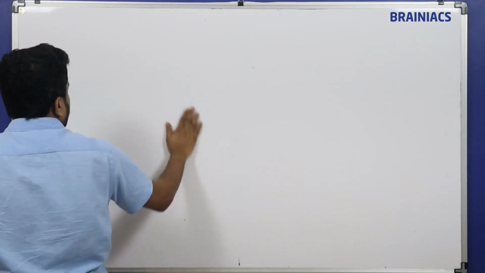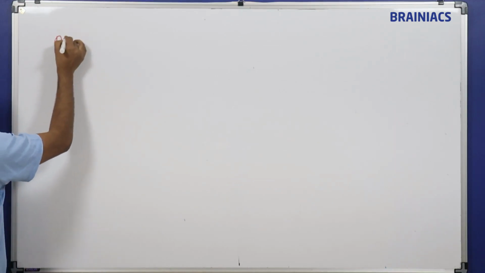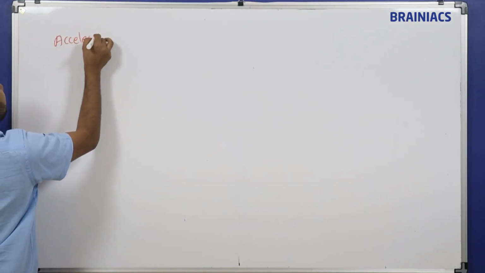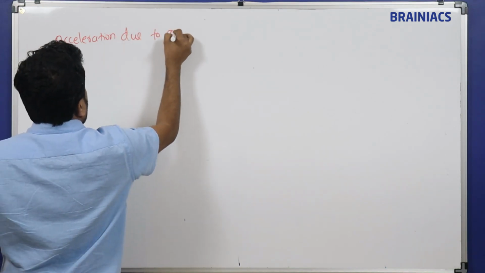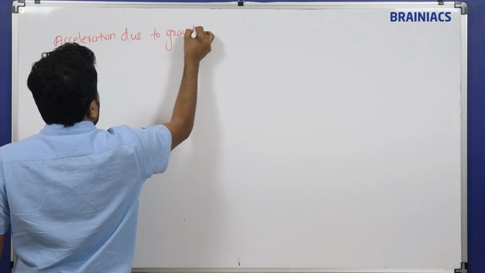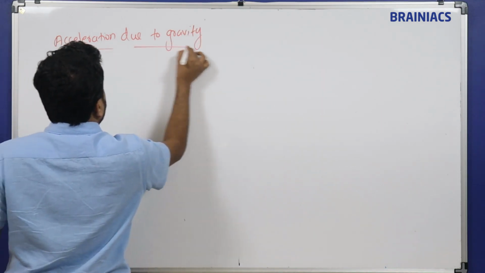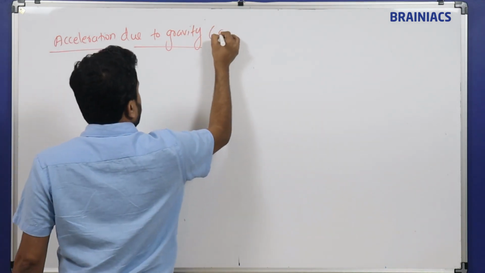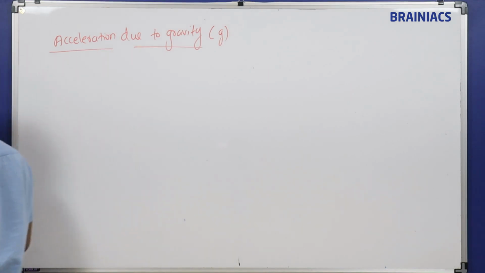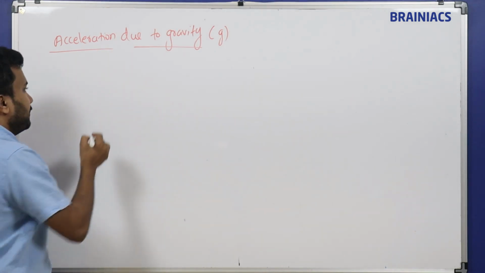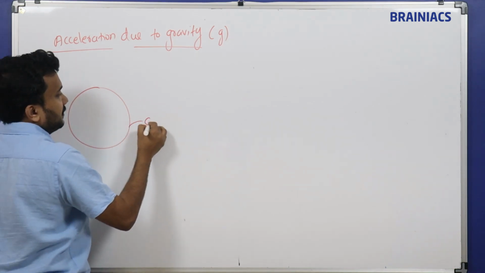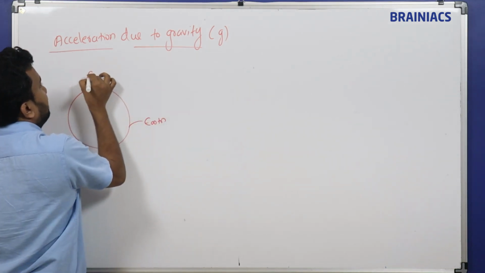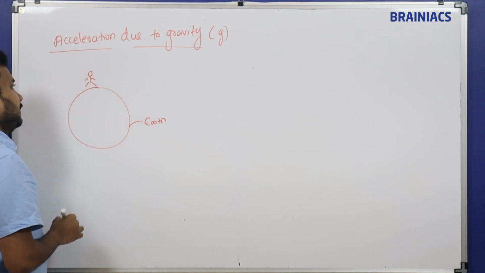Write the next heading: acceleration due to gravity. Acceleration due to gravity is represented using a letter called g. What is called acceleration due to gravity? From small classes itself we are learning this. This is the earth. We'll assume this is the earth, and I am standing on the surface of the earth.